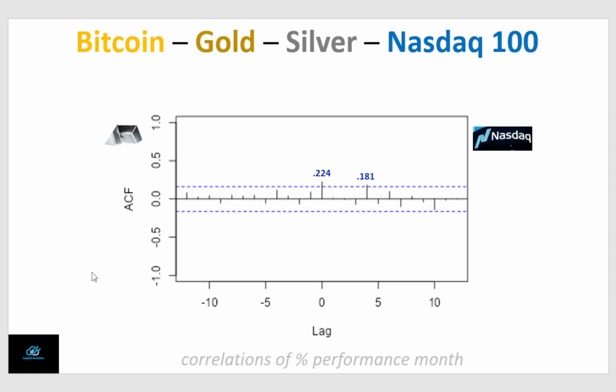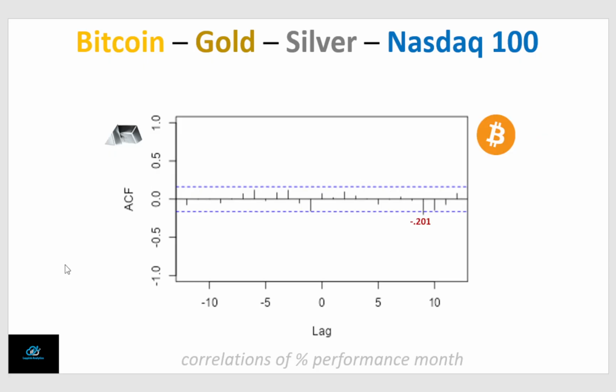For silver versus the Nasdaq, we see something similar. The main difference is that the lag zero correlation was a bit stronger here between silver and Nasdaq over the full time period since 2014. We had this 0.224. And at lag 4 it is 0.18. So again, also some indication that Nasdaq performance at one moment is to some extent predictive of silver performance 4 months later. But again, this correlation is relatively small.